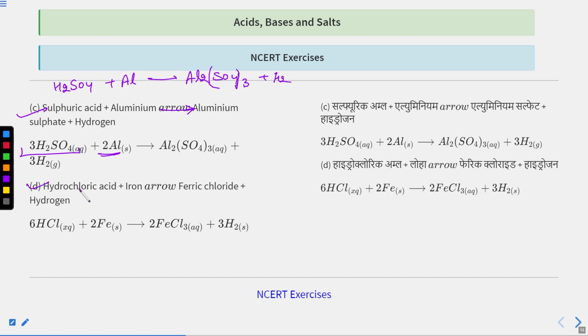Okay. Next is hydrochloric acid plus iron gives ferric chloride plus hydrogen gas. So hydrochloric acid is HCl, iron is Fe, ferric chloride is FeCl3, plus 3H2, which is hydrogen gas. So this is the complete balanced chemical equation: 6HCl plus 2Fe gives 2FeCl3 plus 3H2 gas. Two molecules of ferric chloride plus 3 molecules of hydrogen gas. I hope you are very clear about this. So let's move to the next point.